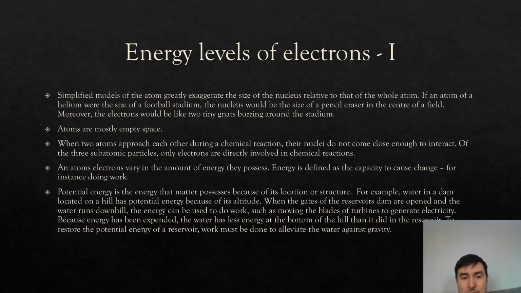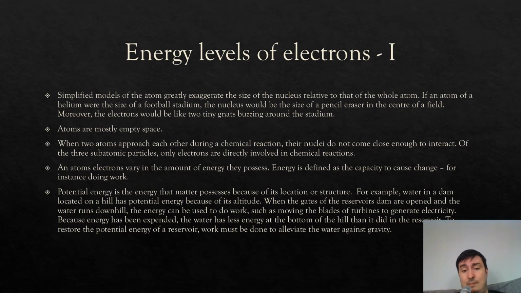for instance, to do work. Potential energy is the energy that matter possesses because of its location or structure. For example, water in a dam located on a hill has potential energy because of its altitude. When the gates of the reservoir dam are opened and the water runs downhill, the energy can be used to do work, such as moving the blades of turbines to generate electricity.